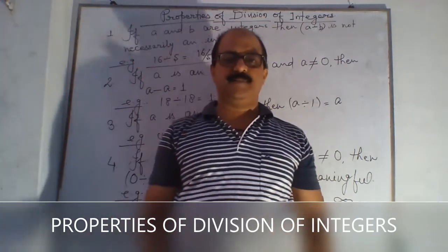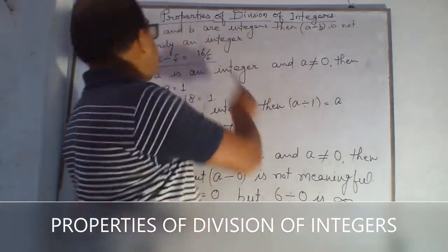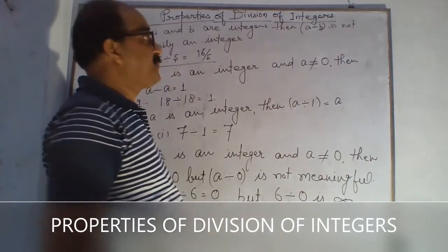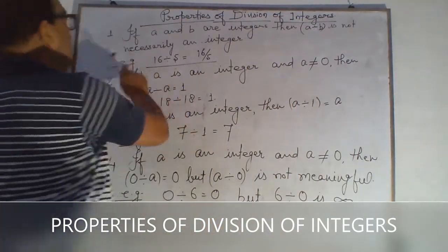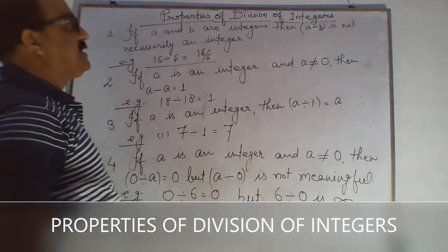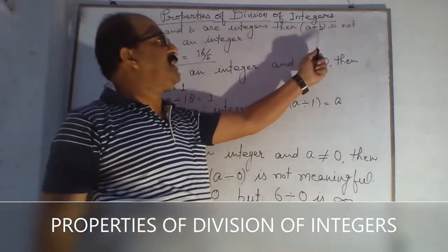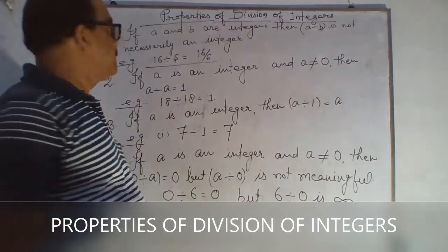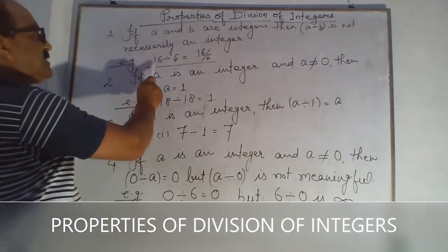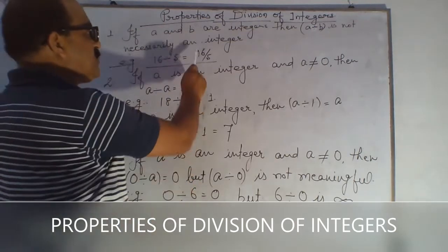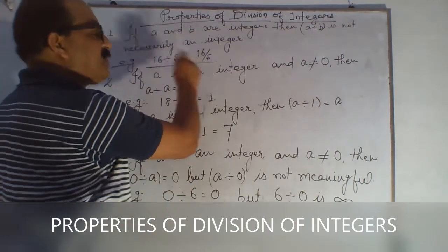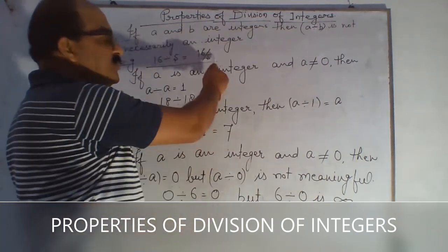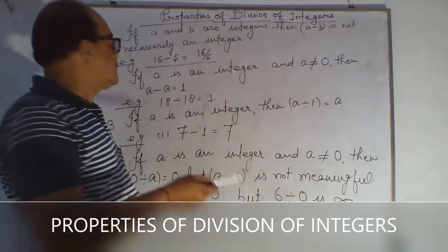Dear students, here you will see the properties of division of integers. Rule 1: if a and b are integers, then a divided by b is not necessarily an integer. For example, 16 divided by 5. So 16 by 5 is not an integer; it is a rational number, which you will read in the next class.